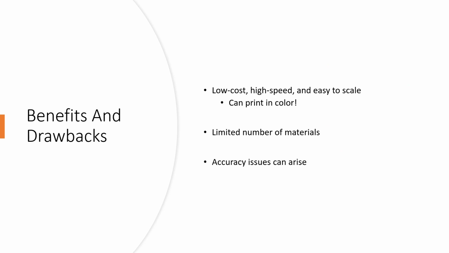As with most manufacturing processes, material jetting is low cost, high speed, easy to scale, and can easily build parts in multiple materials, with an added benefit of being able to print in color. However, there's a limited number of materials that can be used at the moment, with only waxes and polymers commercially available. Also, part accuracy does not compare well with other processes, and this is especially true with larger components.